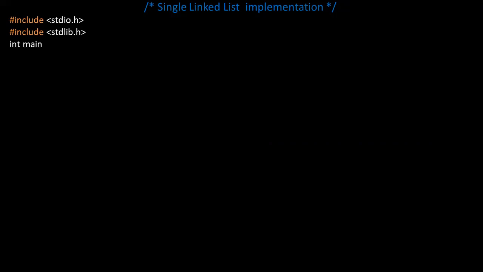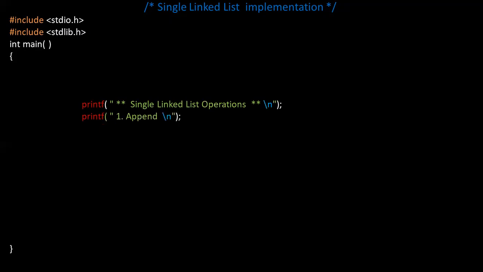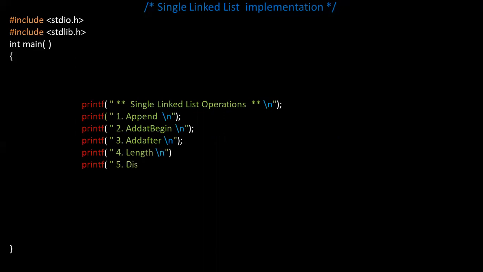Next, inside the main function, we need to print what all the operations we are performing. So inside the main, the first statement we are displaying is single linked list operations. Then the first operation we perform is an append operation. The second operation is add a node at the beginning of the linked list. Third, adding a node after a specified location. The fourth, to find the length of the linked list. The fifth operation, to display the elements from beginning to end in a linked list. The sixth, deleting a node in a linked list. And finally, we use the quit operation to quit the program.